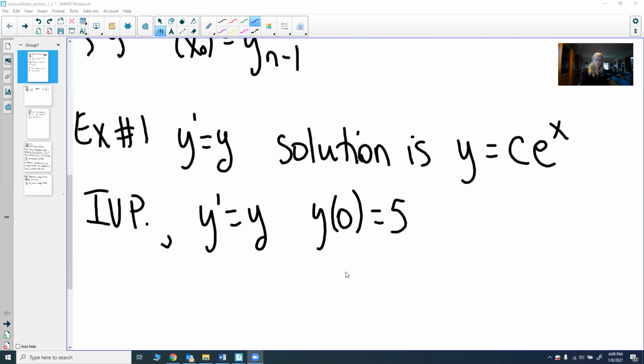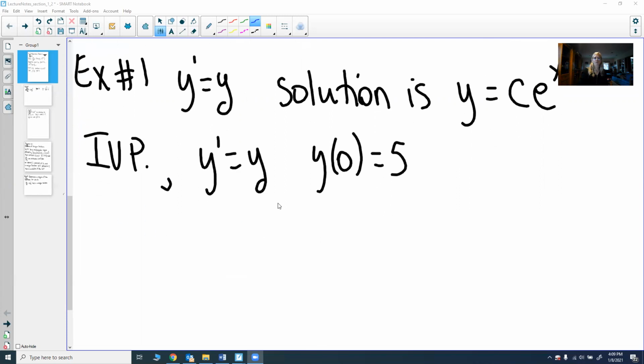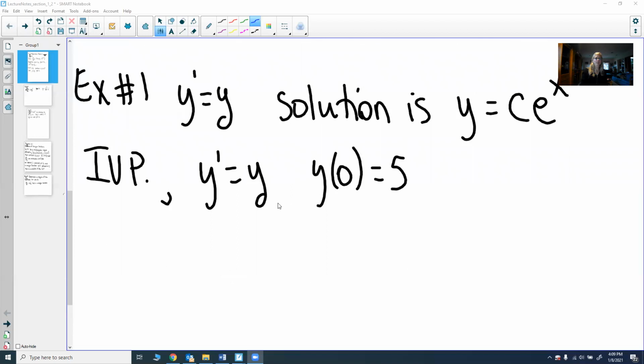So we want to solve this. Normally, again, what you do is first find out what that solution is, but we already know what the solution is. It's y equals c e to the x.